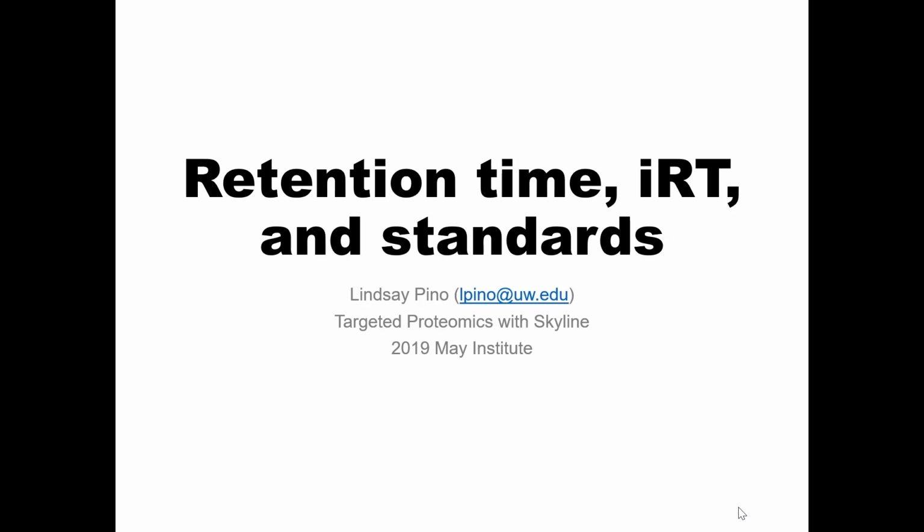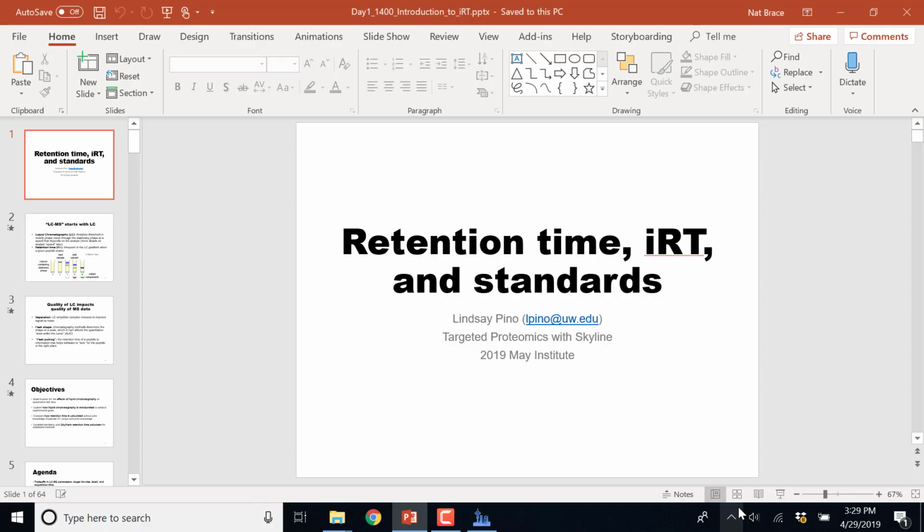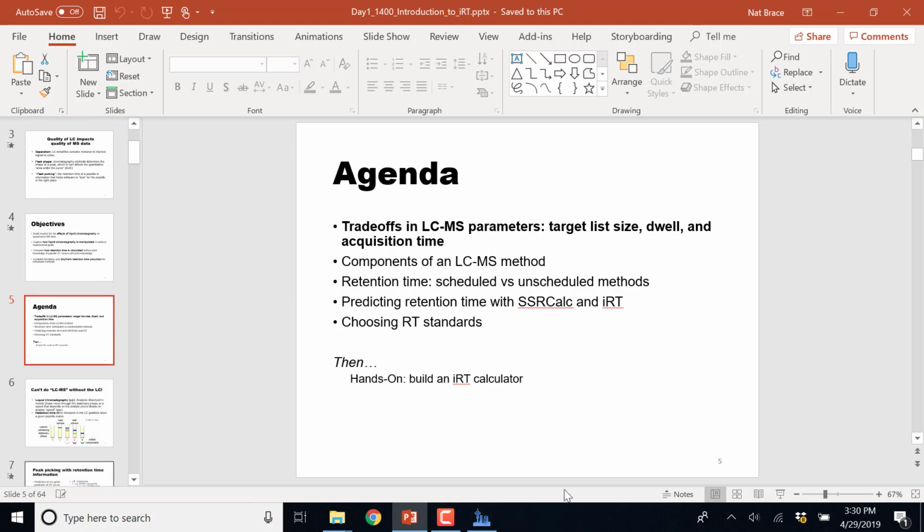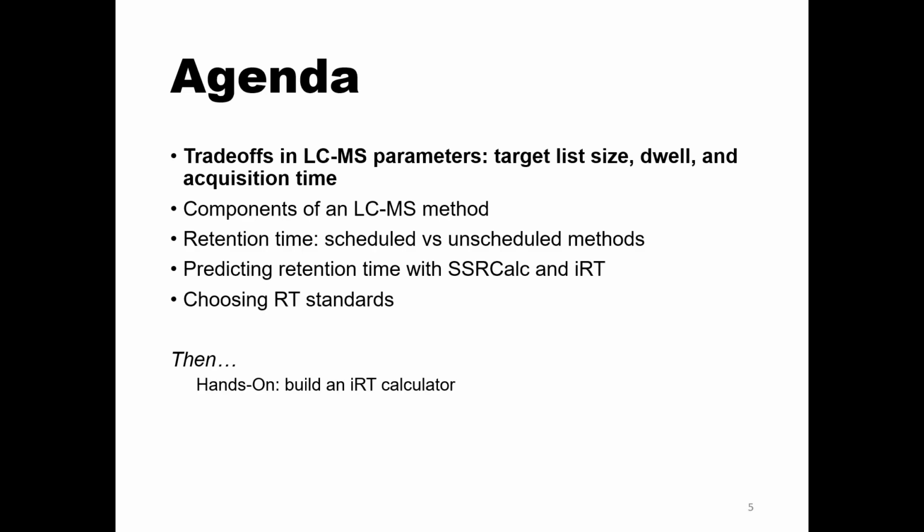We are fairly behind schedule, so what I plan to do in this lecture is move ahead to the parts that I don't think we've covered at all. The original plan that I had was to go over LCMS parameters such as target list size, the dwell, the acquisition time. Tina kind of touched on some of these, so if you wanted to see it presented a little differently, you can go through the slides at the beginning of this lecture.